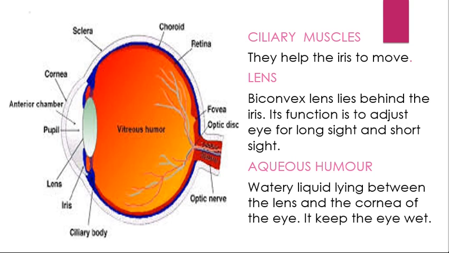This defect can be removed by wearing spectacles with convex or concave lens. Nowadays, there are so many artificial lenses being used as well. Okay, the lens is also attached to ciliary muscles. It is the ciliary muscles that help the lens to change its shape for looking towards the distant, close, or far off objects. Okay, ciliary muscles help the iris in movement as well, and ciliary muscles help the lens as well.